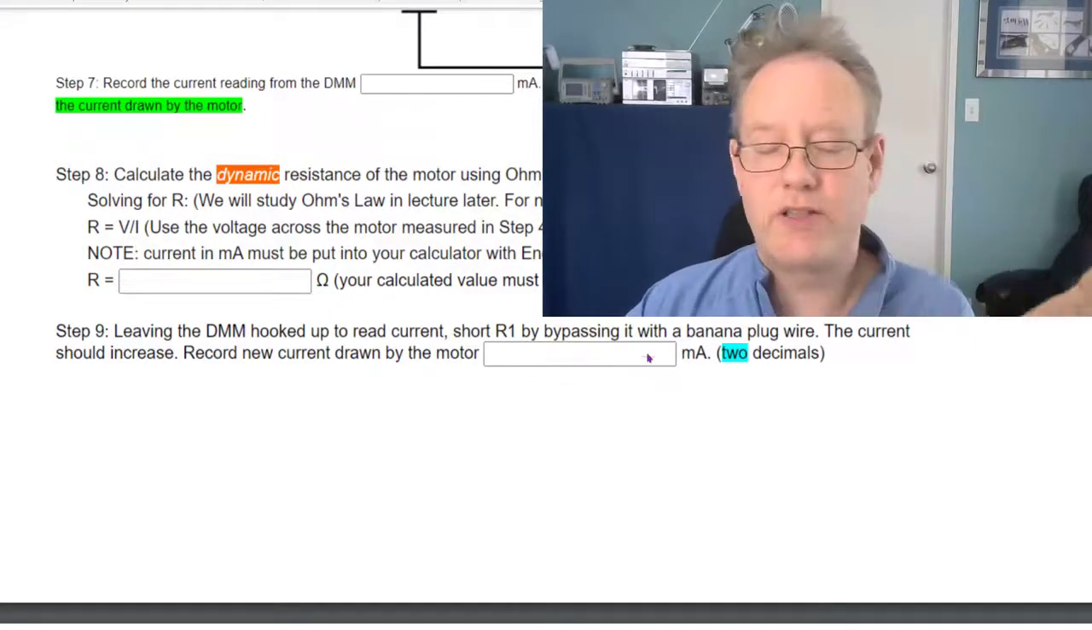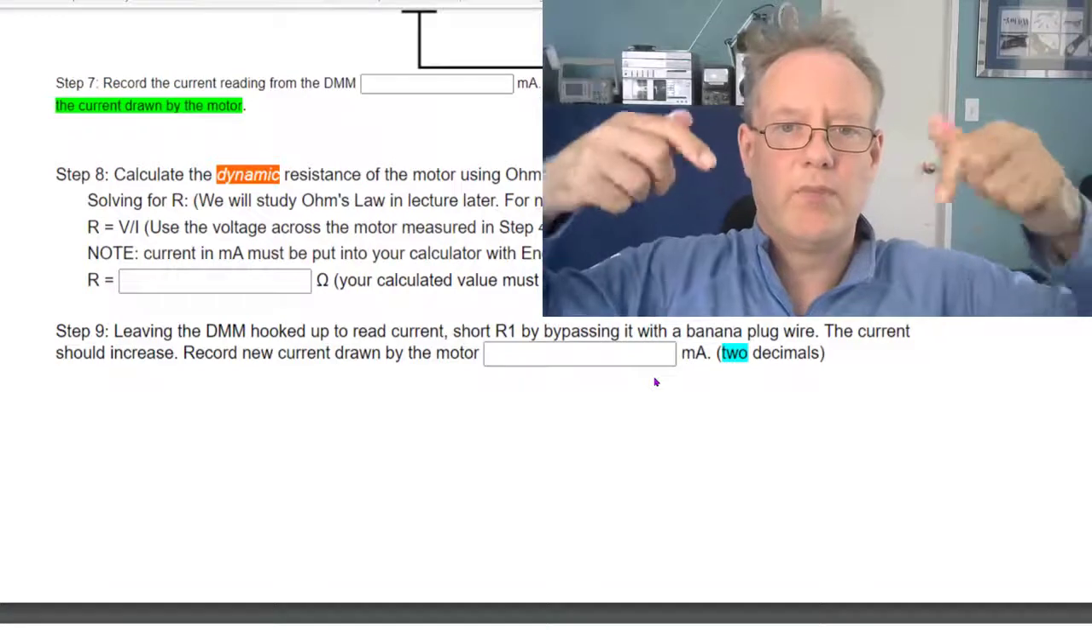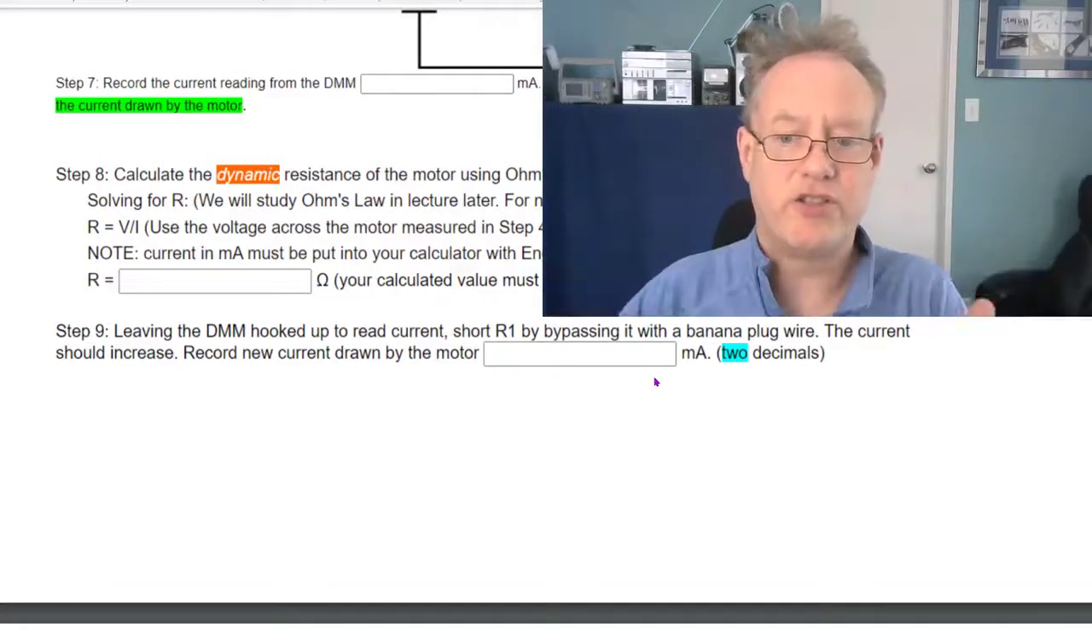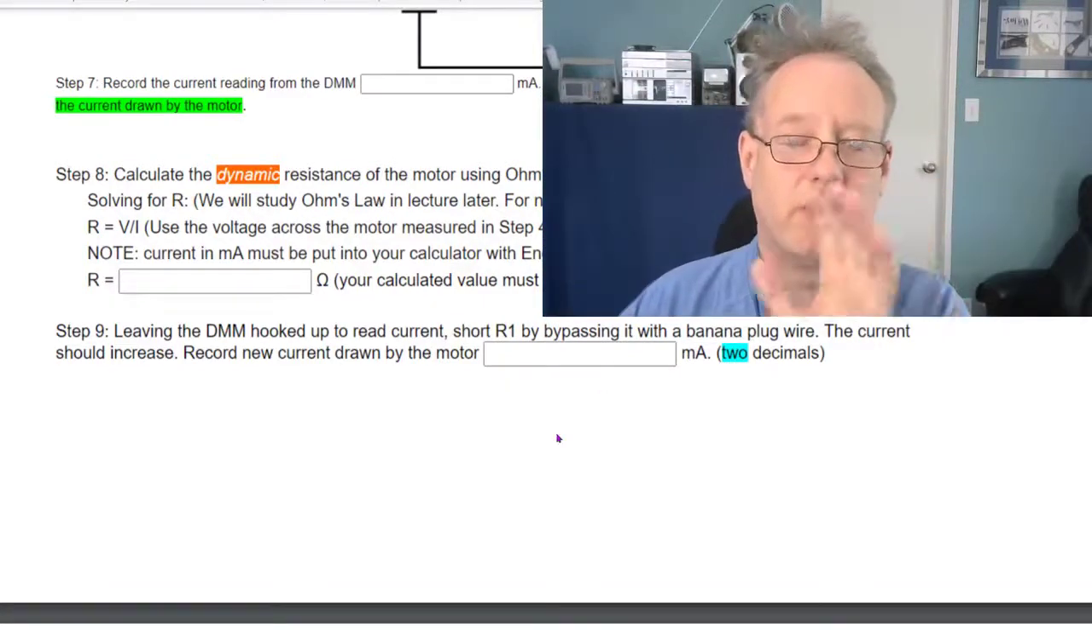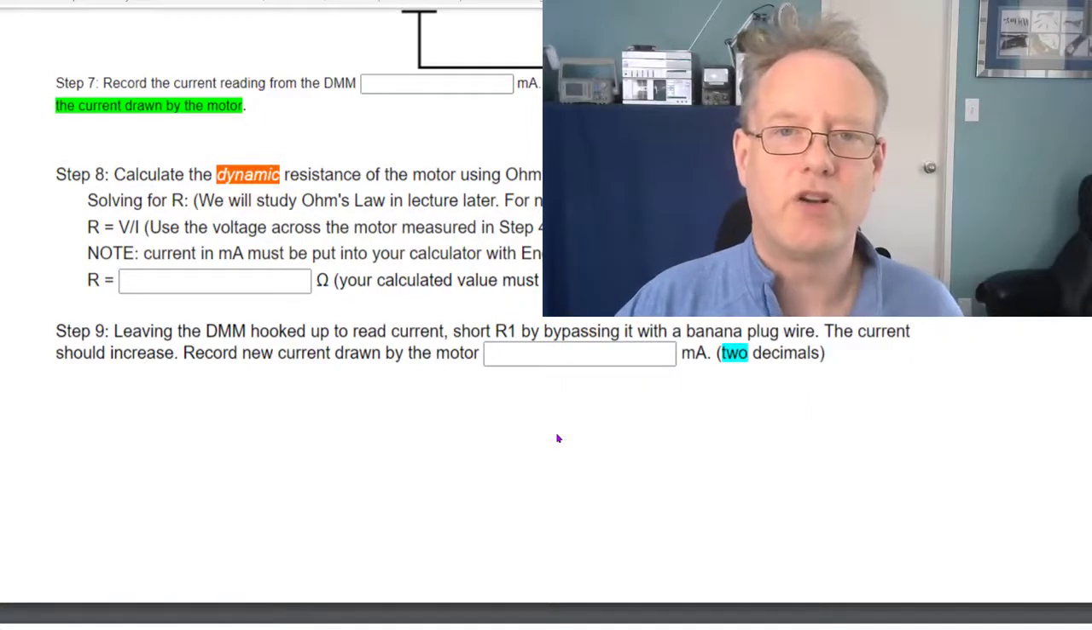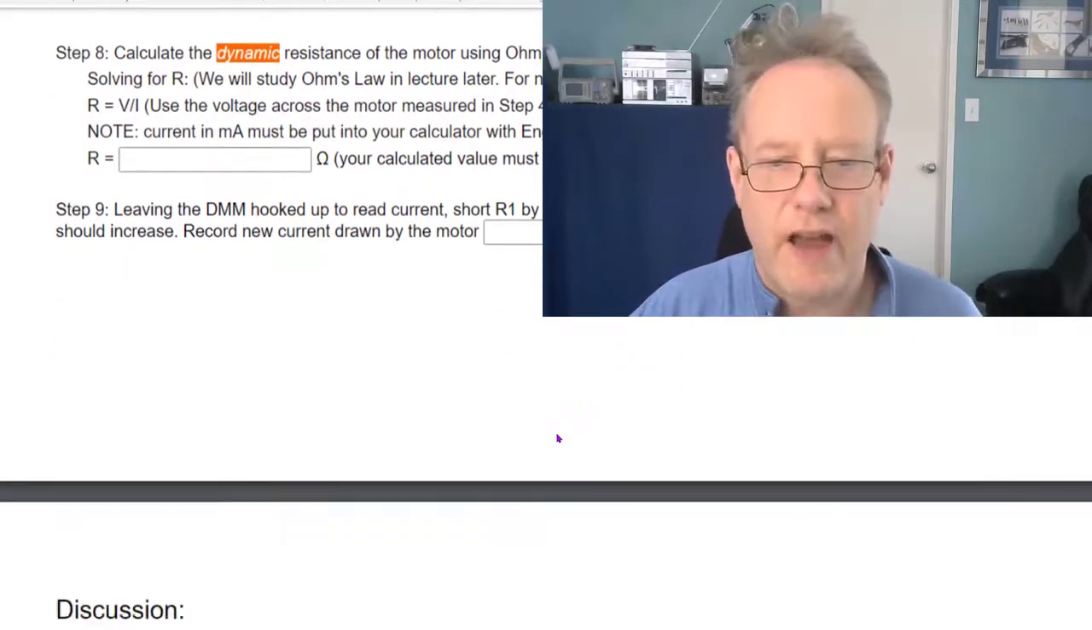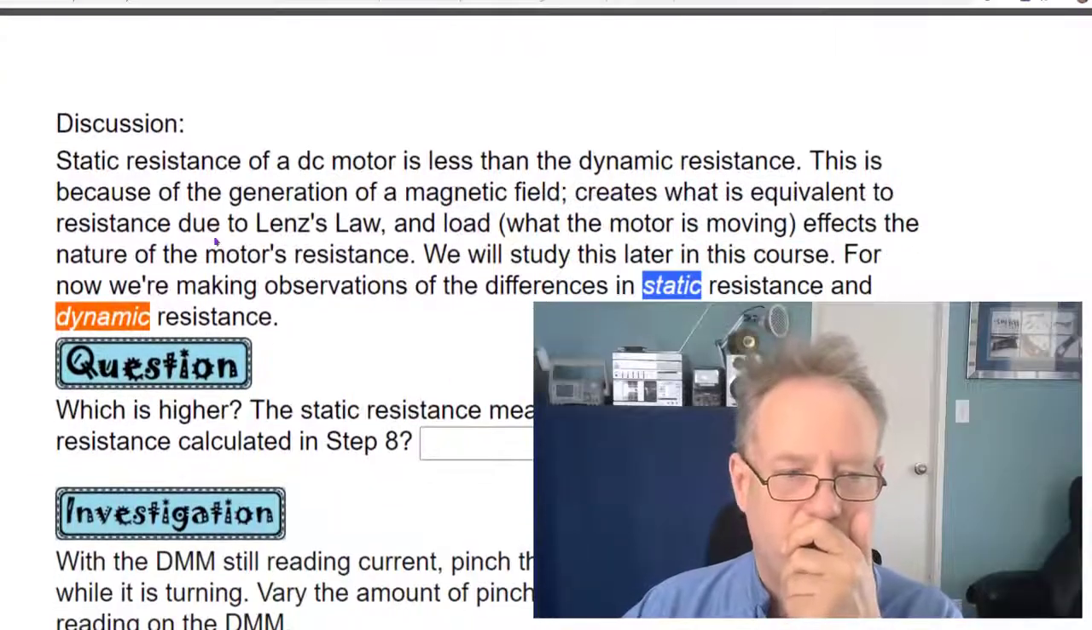Okay, leave the I'm hooked up. Read the right. Okay, and then the other thing is short. Make a short of resistor 1, and you'll see the current will change. The current, well, you just check it out. If the motor goes up, does the current go up or go down? I don't know. You'll study that, right? So here the discussion.